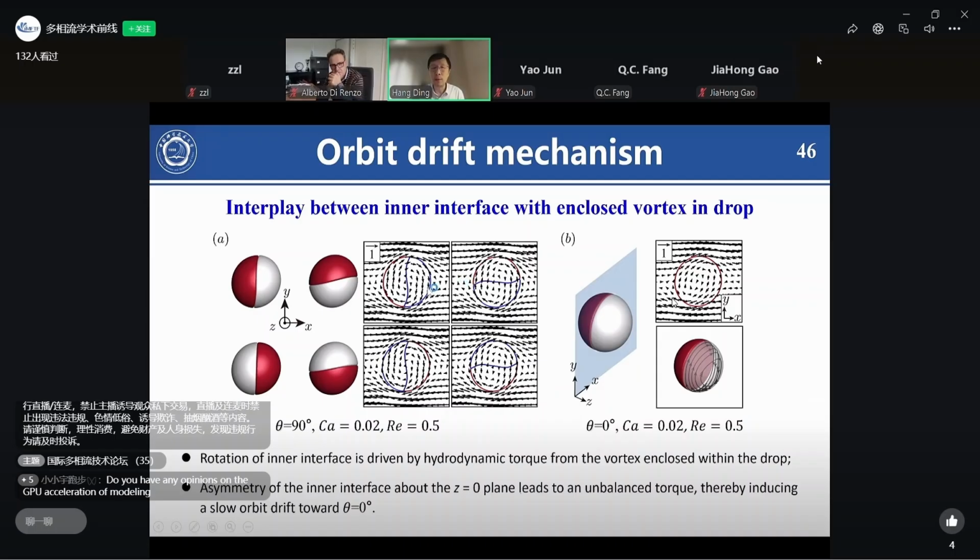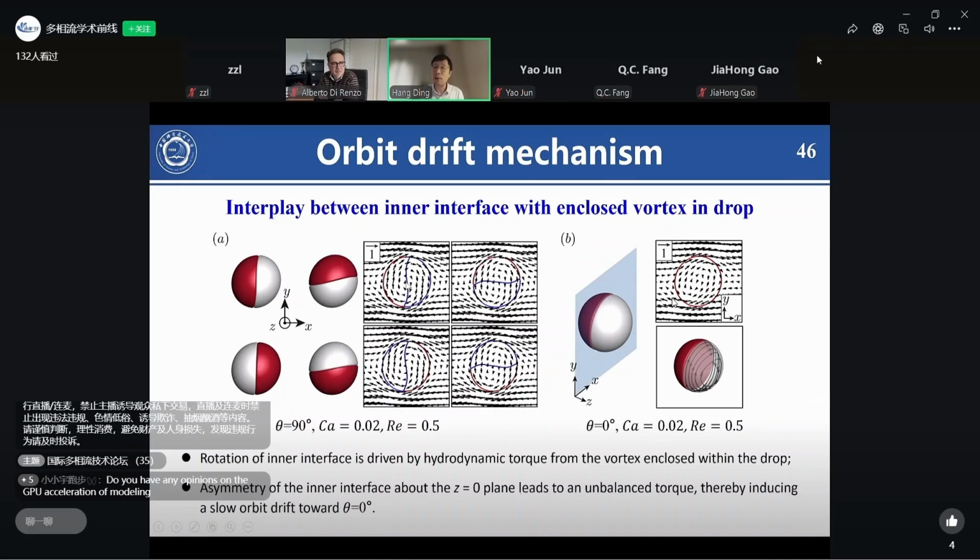However, for the orbit drift mechanism for this near spherical droplet, you can see that for this kind of droplet, actually because the surface tension is much smaller than the outer interface, it's nearly like a pure droplet. That means the shape, the droplet as a whole, nearly reaches a steady state. It doesn't deform or change with time.